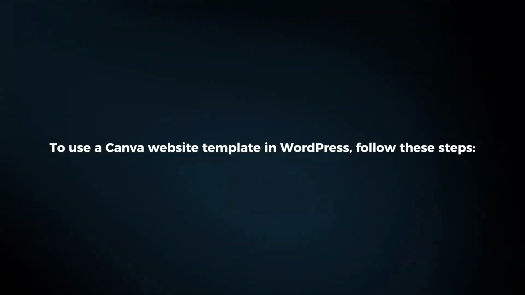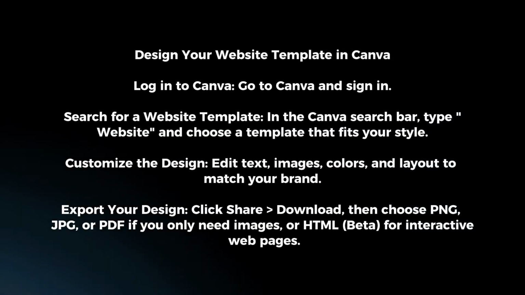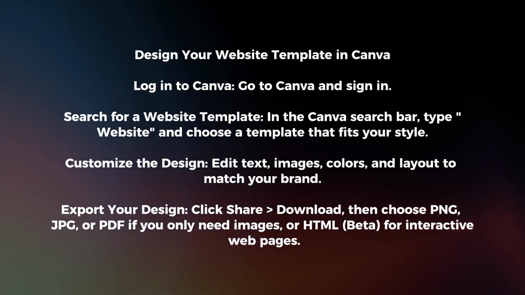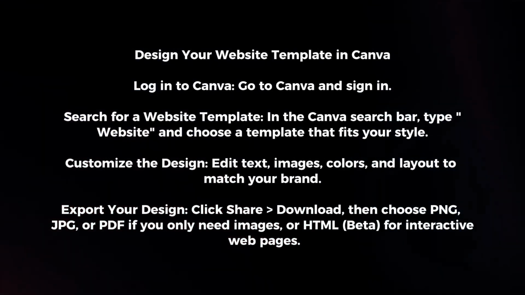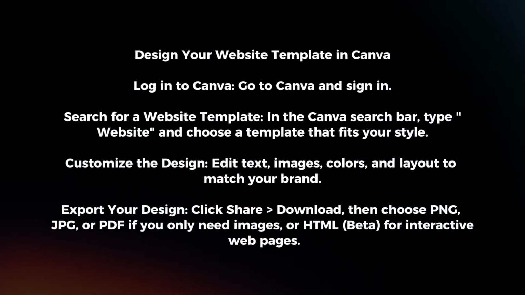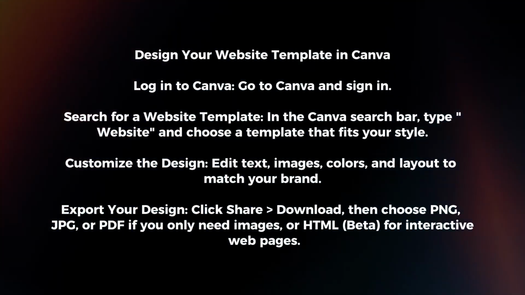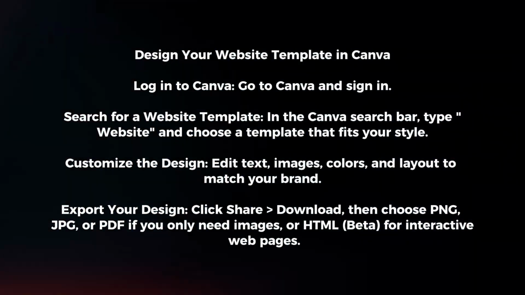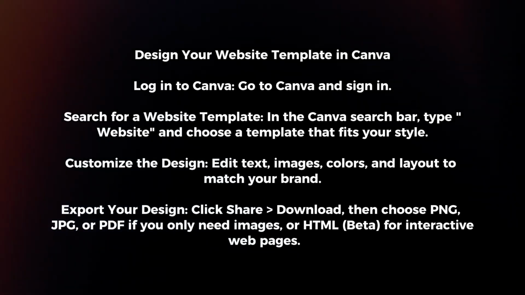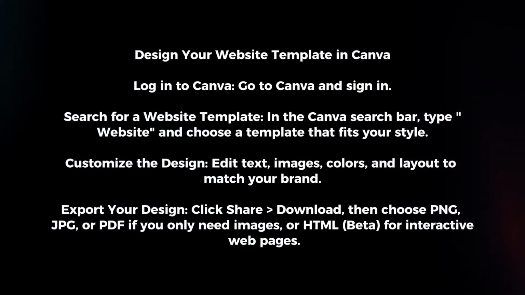To use a Canva website template in WordPress, follow these steps. Design your website template in Canva. Log into Canva. Go to Canva and sign in. Search for a website template. In the Canva search bar, type website and choose a template that fits your style. Customize the design. Edit text, images, colors, and layout to match your brand.